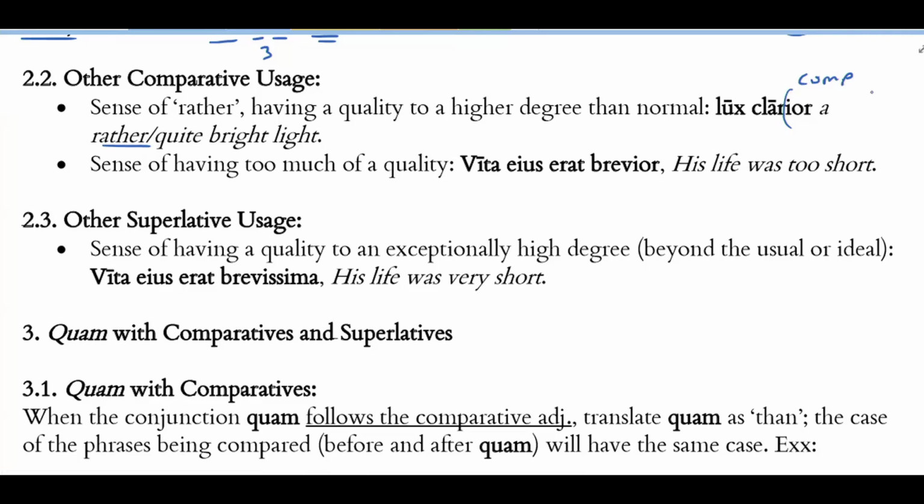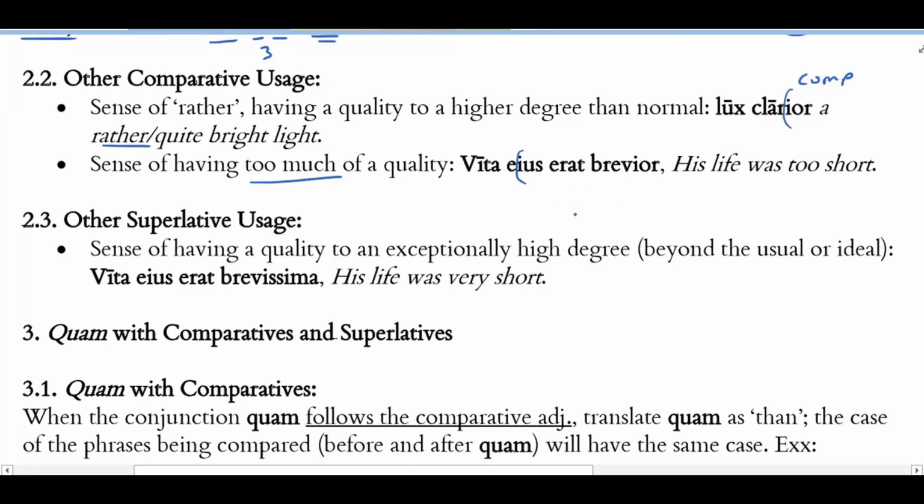And then the second use of the comparative form is for the sense of having too much of a quality. So not just a higher than normal quality, but high to the point of excess, being too much. And in our example here, we have vita eius. Remember, this is our genitive third person pronoun. The life of him, his life.